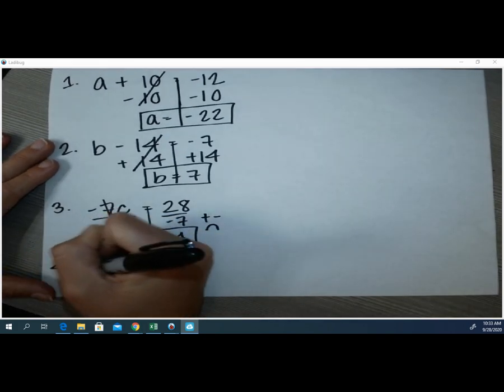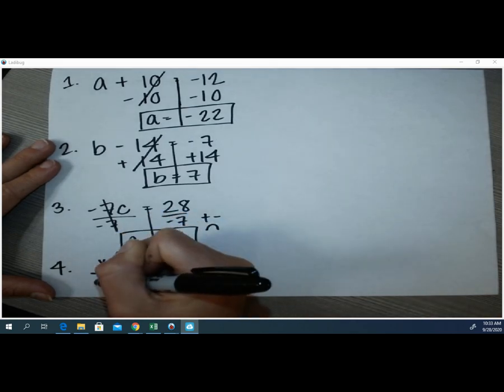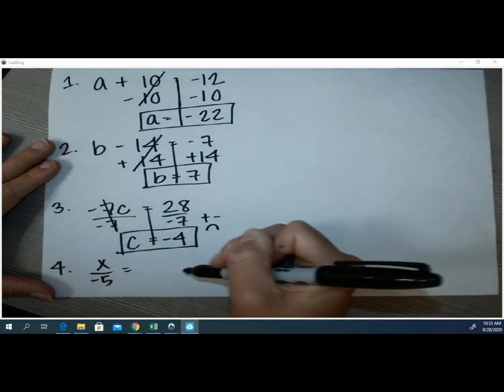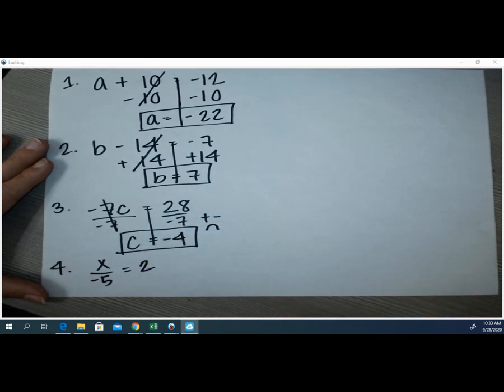Question number 4. X divided by negative 5 is equal to 2. X over, or divide by, negative 5. Okay, pause and see if you can figure it out.